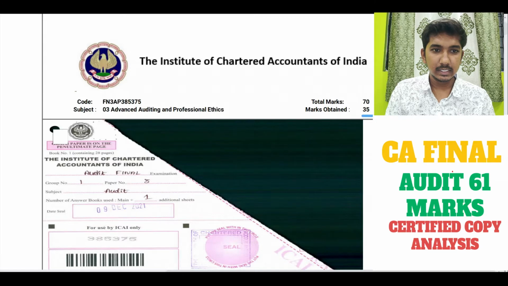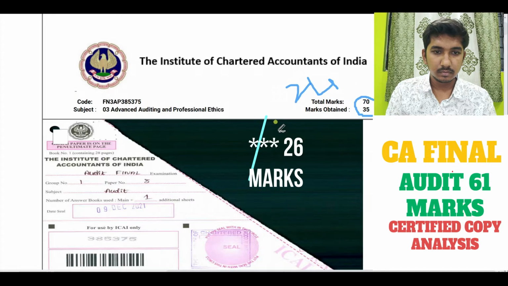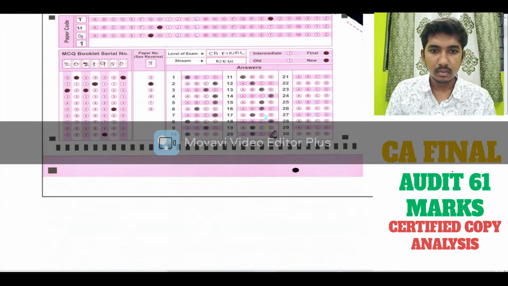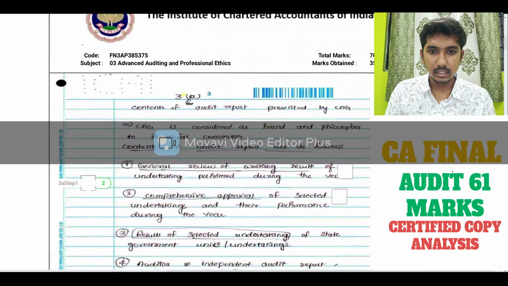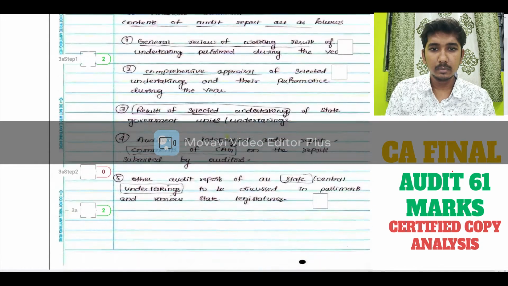So this is my suggested answer. I got 35 marks out of 70 in descriptive and 24 marks in MCQs. I started my answers with 3A. As usual, we can start with the answers which we are more comfortable with.